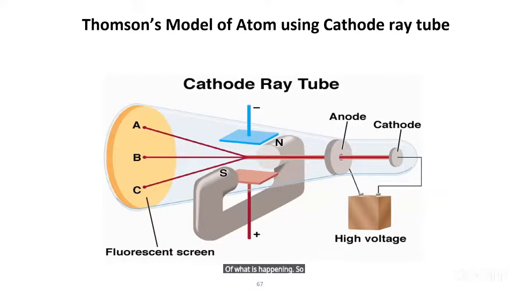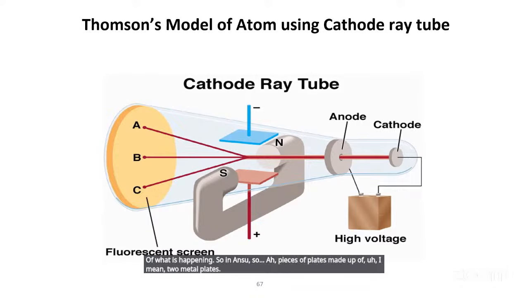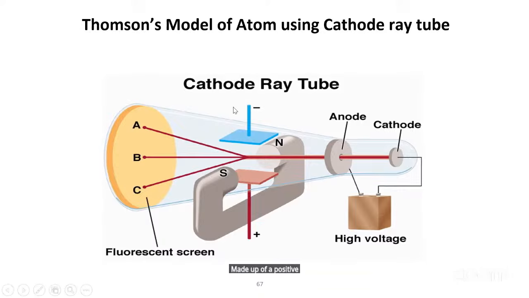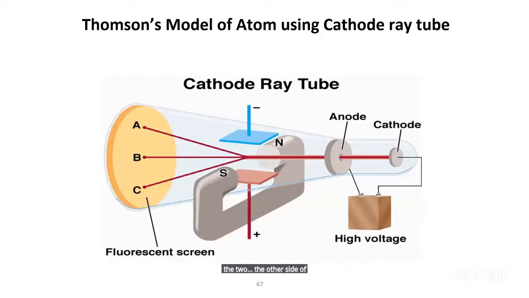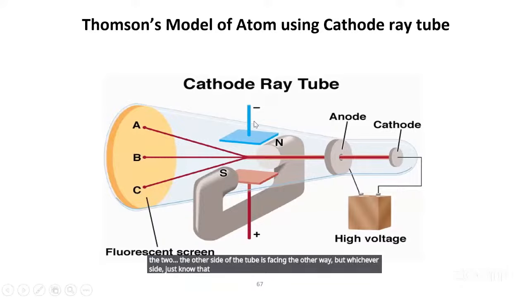So he now took 2 metal plates, one positive and one negative, this plate, the blue one, negative, and the other positive. He placed them, one at the top and the other at the bottom of the tube. Here it is the other way because the other side of the tube is facing the other way, but whichever side, just know that he placed each of them opposite each other.